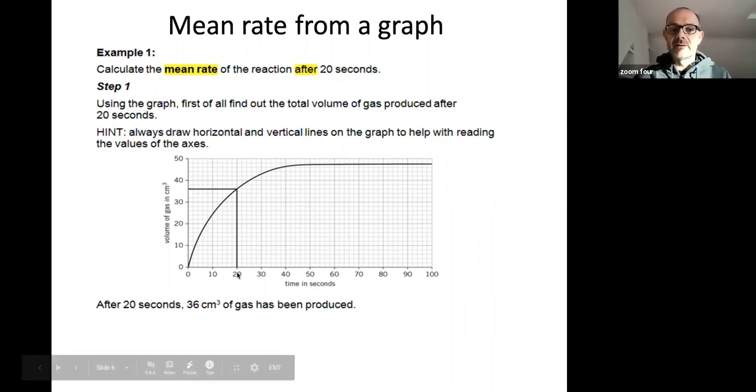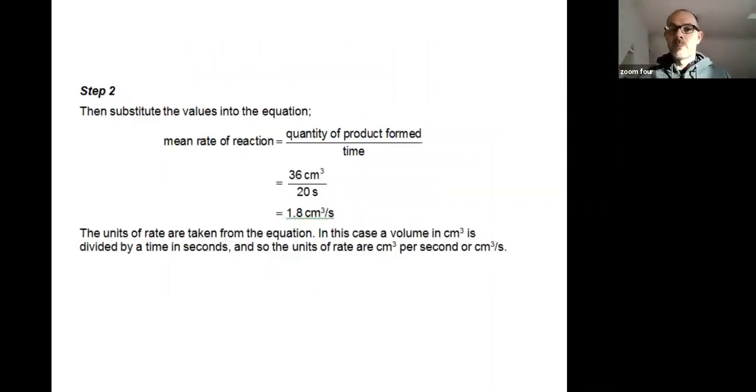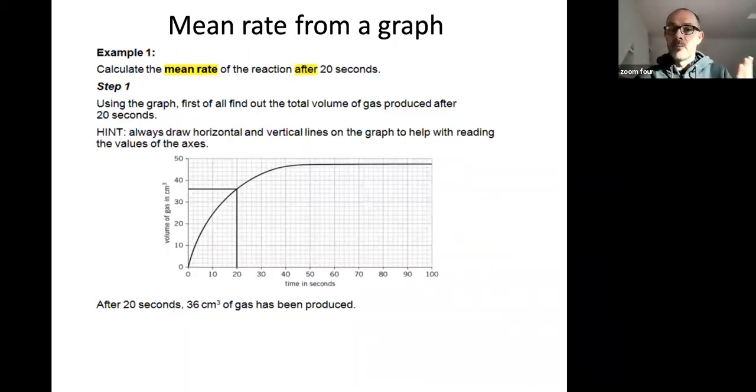So it says after 20 seconds. So we go to 20 seconds, we go up, and we go across, and we look at the volume of gas produced. So there it is. It's 36 in 20 seconds. That's quite easy because we want to know the amount of gas produced per second. So 36 divided by 20 is 1.8 centimeters cubed per second. That was our rate of reaction. That's how much product was produced per second. That's nice and simple. That method you always use when it says mean, rate, after.